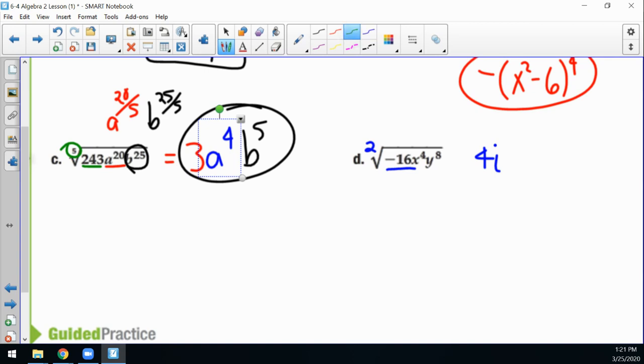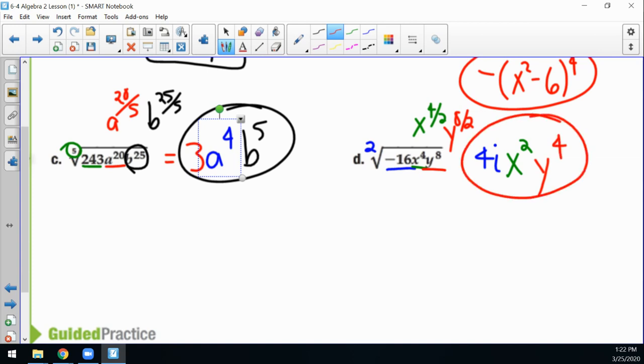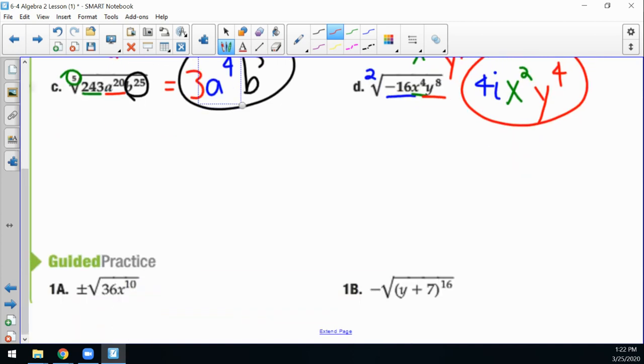Then I look at x to the 4th divided by 2. That's going to be x squared. And then I have y to the 8th divided by 2, so that would be y to the 4th. And there's our answer again. So notice I still do have some i's coming up. All right, here are 2 problems that I'm going to have you try on your own.